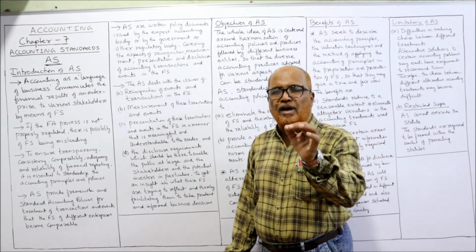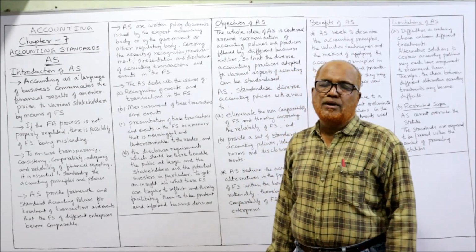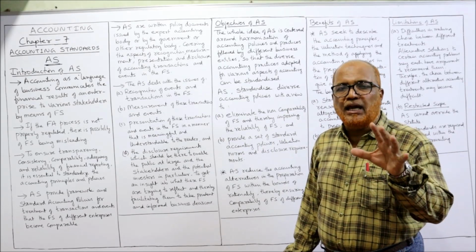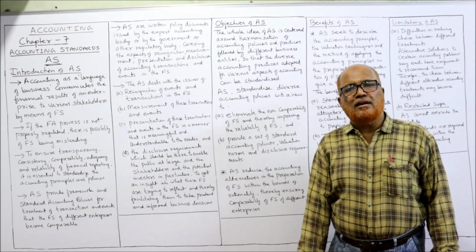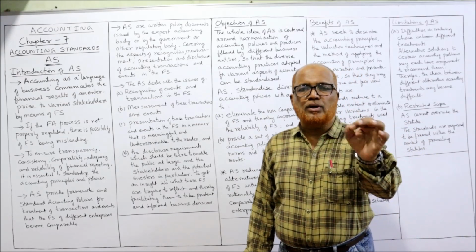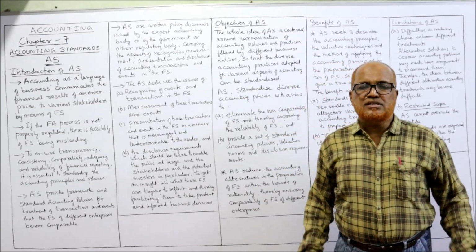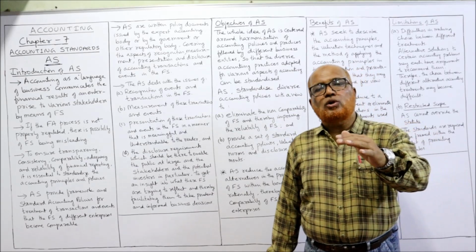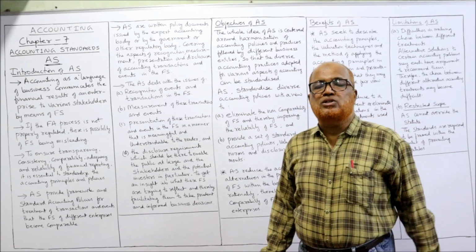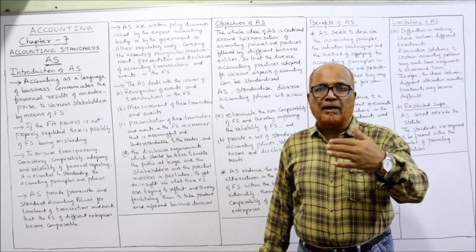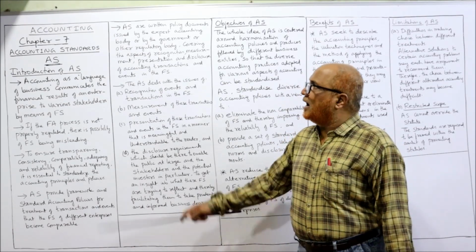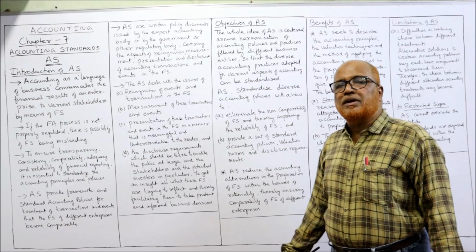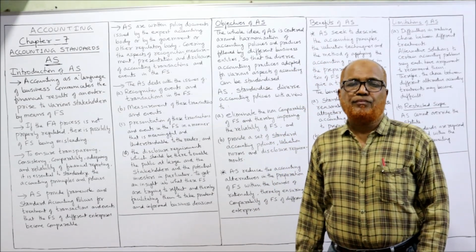Now, this definition is very important because it contains all the ingredients of an accounting standard. First ingredient, it's a written policy document, which is issued by an expert accounting body, just like ICAI, or by the government or by any other regulatory body. And it deals with the aspect of recognition.